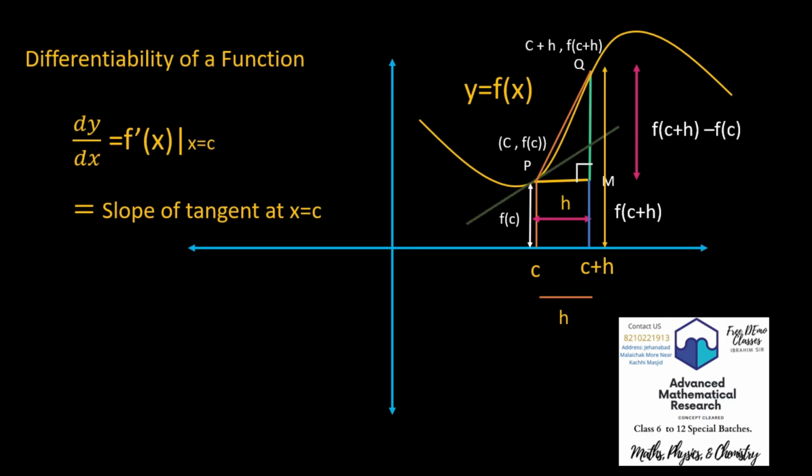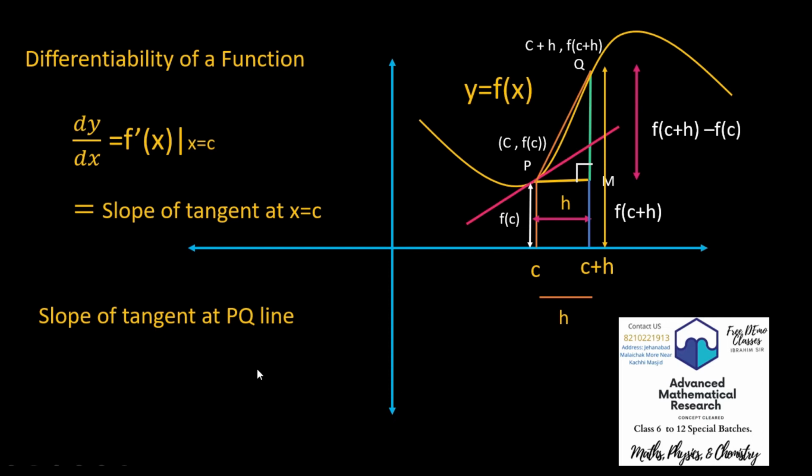Now here comes the application of the limit. First we will find the slope of PQ, that is the slope of the secant line, and then under the limiting condition where h tends to 0, we will see that Q will tend to P, and the slope of the secant line QP will become the slope of the tangent line. How that will happen, we are going to see further.